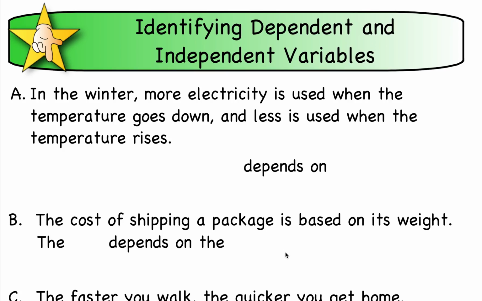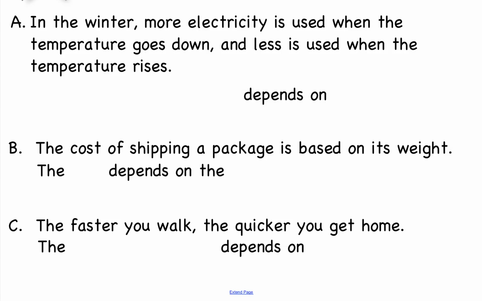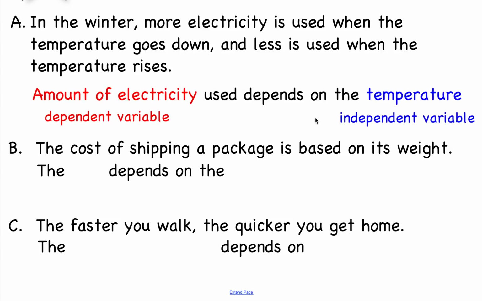So let's just take a look at some examples and try to determine whether or not these are dependent or independent variables. So example A says, in the winter, more electricity is used when the temperature goes down, and less is used when the temperature rises. So which thing is depending on another thing? So we're looking at the amount of electricity that's used and the temperature, right? So we can see that the amount of electricity is depending on the temperature. So electricity amount is the dependent variable, and the temperature would be the independent variable.